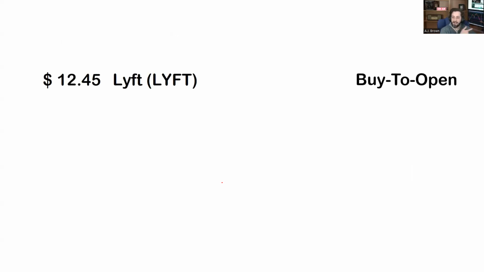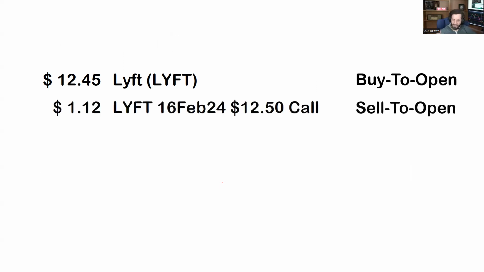So here's an example. I actually pulled these prices from today's close. Lyft, the ride sharing company, closed at $12.45 a share today. If I bought some Lyft and then turned around and sold that option that expires a week from this Friday, the Lyft February 16th expiration with the $12.50 strike price, if I sold those calls, I'd get an immediate $1.12 back. Almost like a credit, or it would reduce my break-even price from $12.45 to whatever that is. It's like a discount on buying the stock. I would get that immediately.